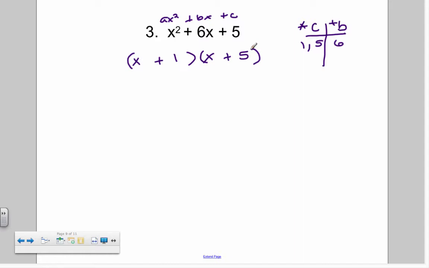So again, if x squared has only a 1, there's an x in the front of each binomial. Then I need to find two numbers that multiply to give me c and add to give me b, and those will be my factors in the back. And then this would be your final answer, x plus 1 times x plus 5.